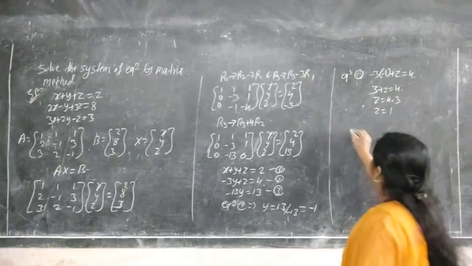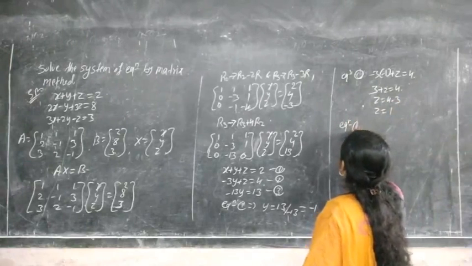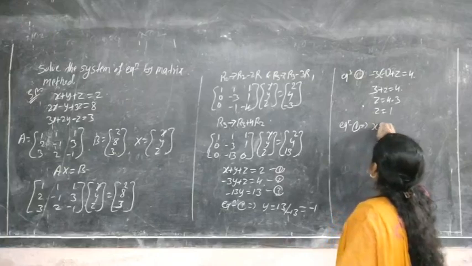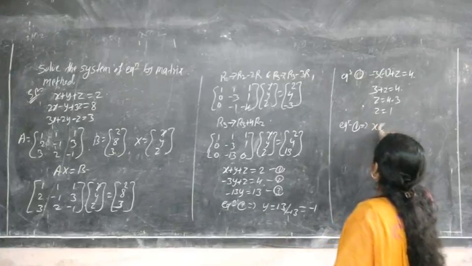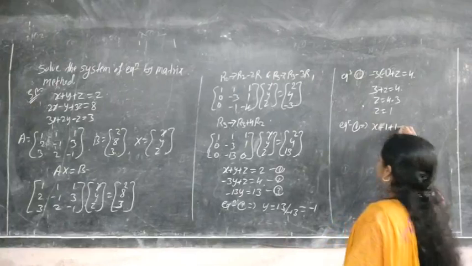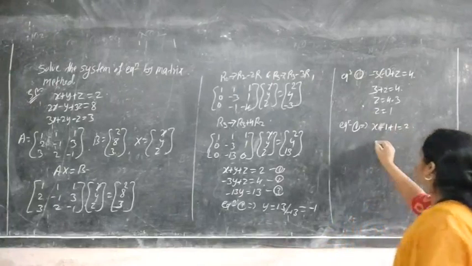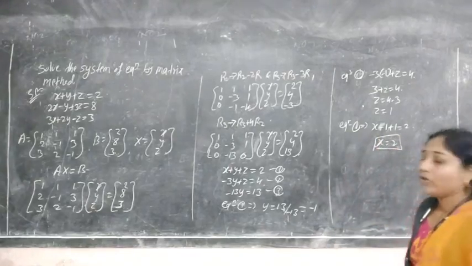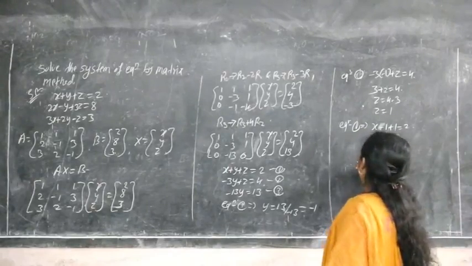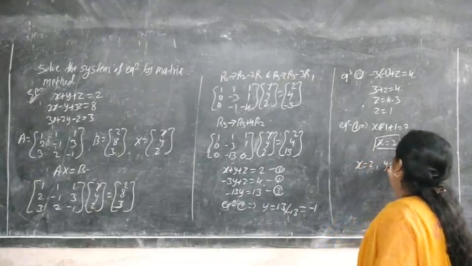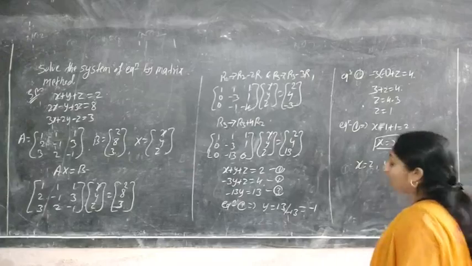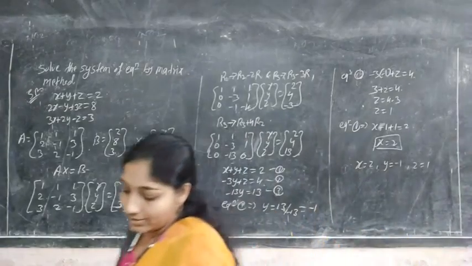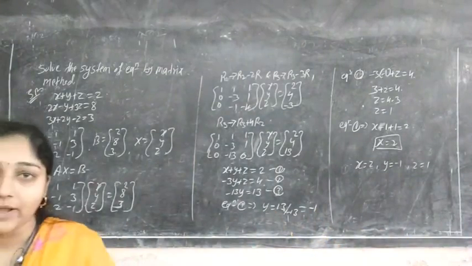Right? Next, using equation 1, find the value of x. So x plus y, where the value of y is minus 1, so x minus 1, and the z value is plus 1, is equal to 2. Minus 1 plus 1 is 0. Directly you will get the value of x is equal to 2. So what is the solution we have? x is equal to 2, y is equal to minus 1 and z is equal to plus 1. This is the value for x, y, z.